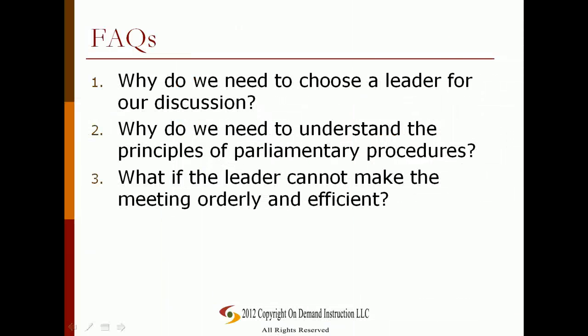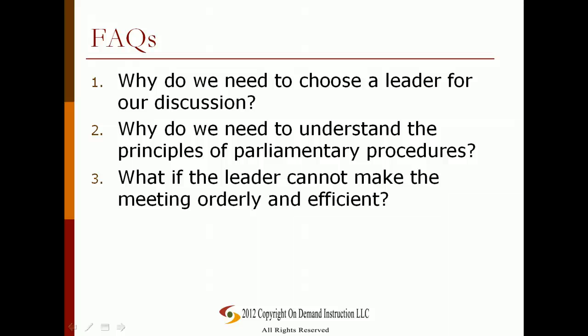Why do we need to choose a leader for our discussion? A leader keeps an active discussion by maintaining an orderly discussion. Imagine a group where everybody wants to speak and be heard. A leader makes a discussion flow freely, but will make sure that everybody will be heard and speak of their opinions and views.